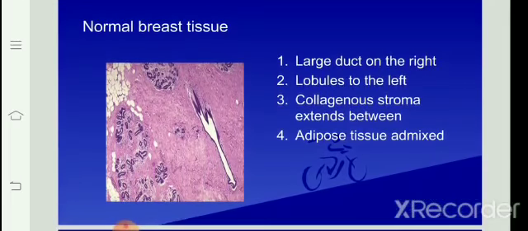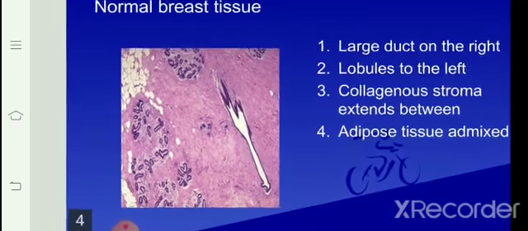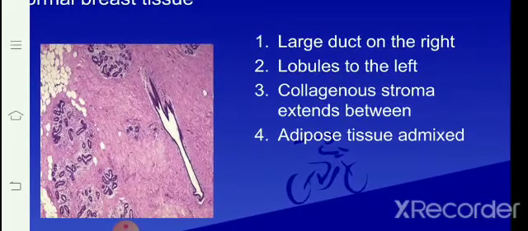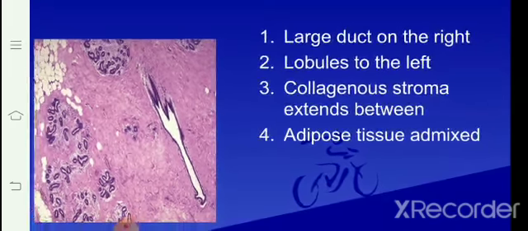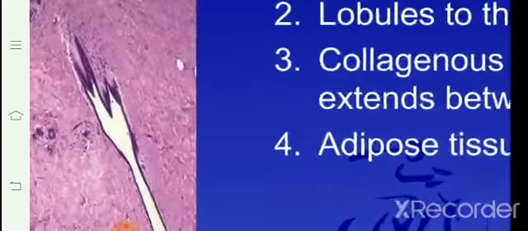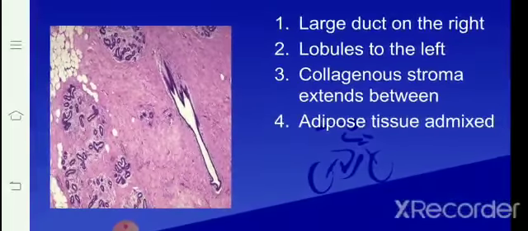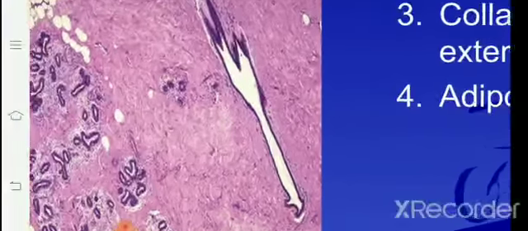The previous one was the line diagram. Here you can see the histological picture of this whole normal breast tissue. How do we see these parts in this area? You can see there is a large duct. On the right side, this large open white area is a large duct, and the large duct divides into small branches. You can easily see the branching. And on the left side these are the lobules.